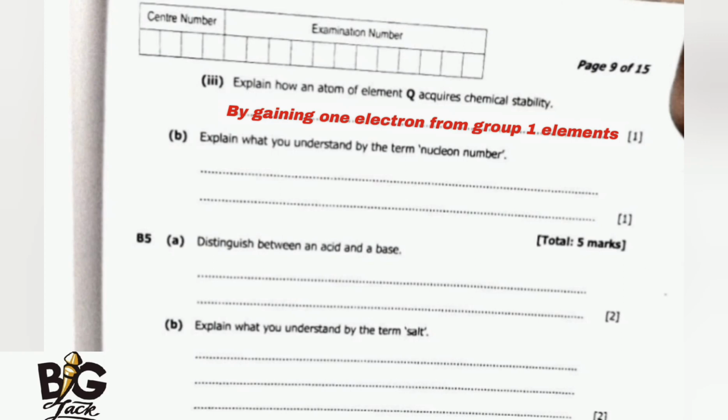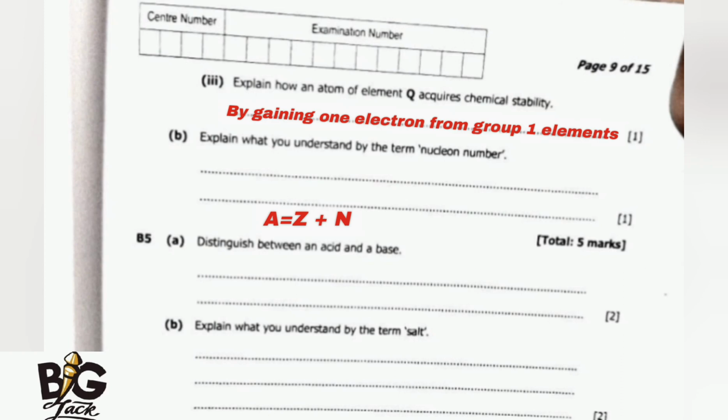Then question B is saying explain what you understand by the term nucleon number. The other name for the nucleon number is the mass number. To help you understand this part, let me give you a formula that is going to help us define the nucleon number. It goes like this: A is equal to Z plus N, where capital A is the mass number or the nucleon number.